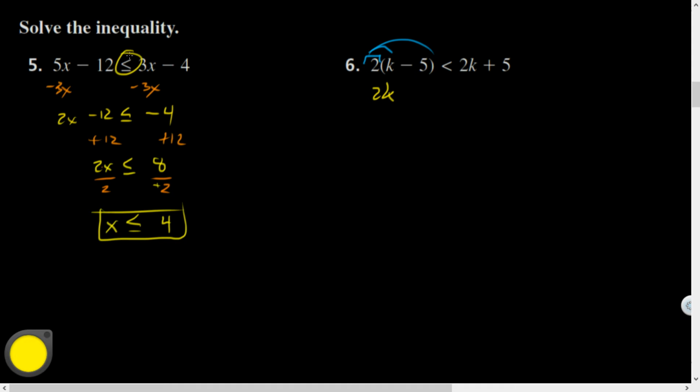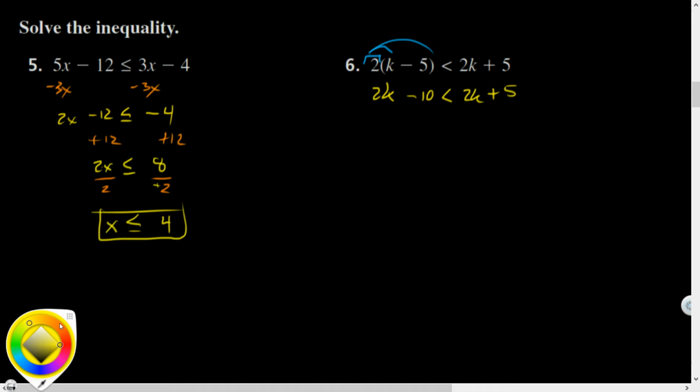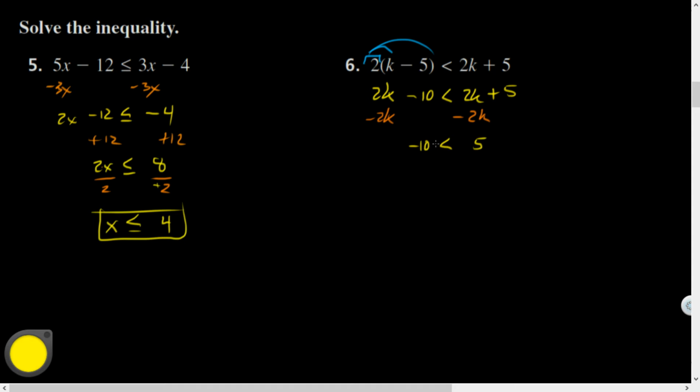If it was an equal sign. 2k minus 10 is less than 2k plus 5. Uh-oh. 2k, that's not okay. See, negative 10 is less than 5. True or false? It's so true. Man, it is so true. That means there's infinitely many solutions.